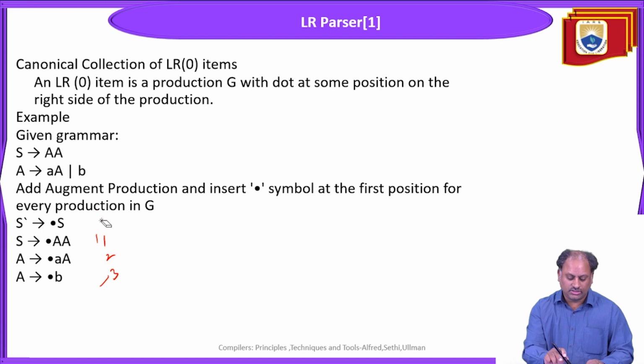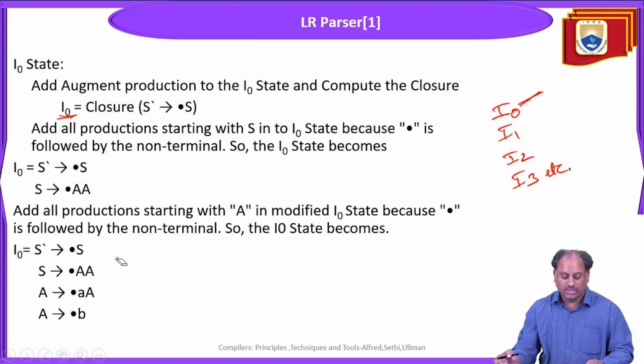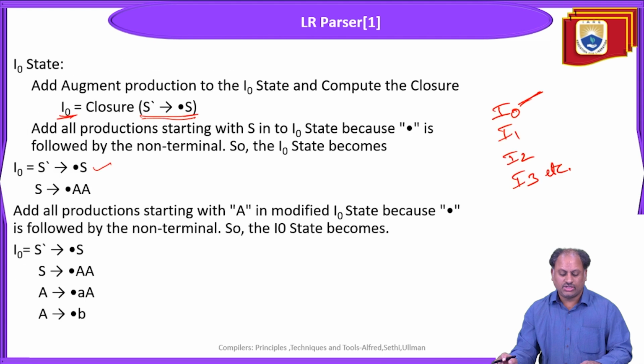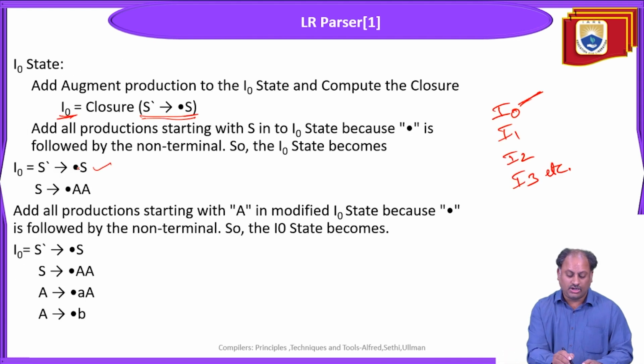Like this we can place a notation like this. And I0 is the first one. So that's why this production S' derives S we have to consider. And after considering this, what are the productions which are starting with S? So those productions, S' and S we have considered, and what is after the dot?